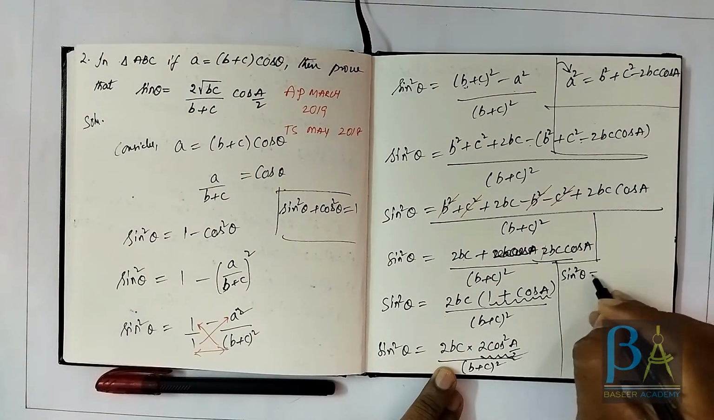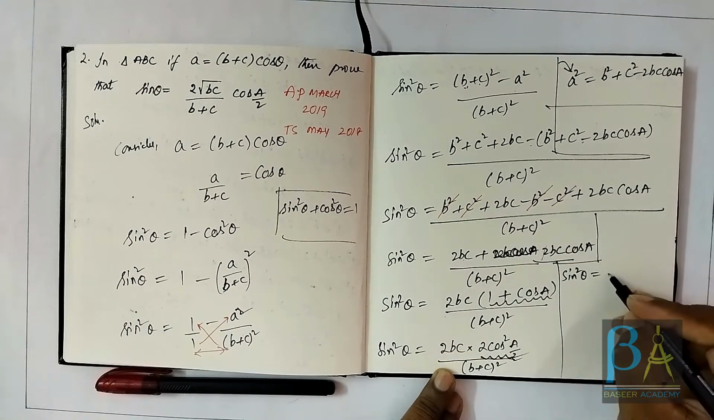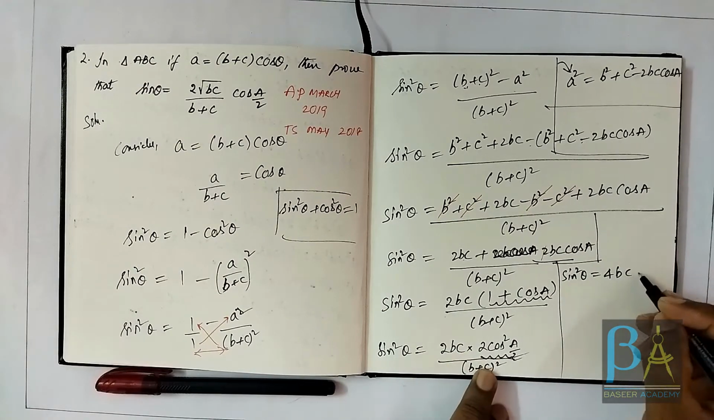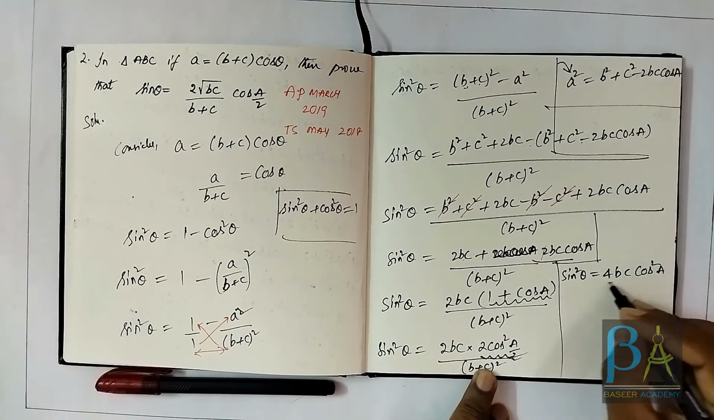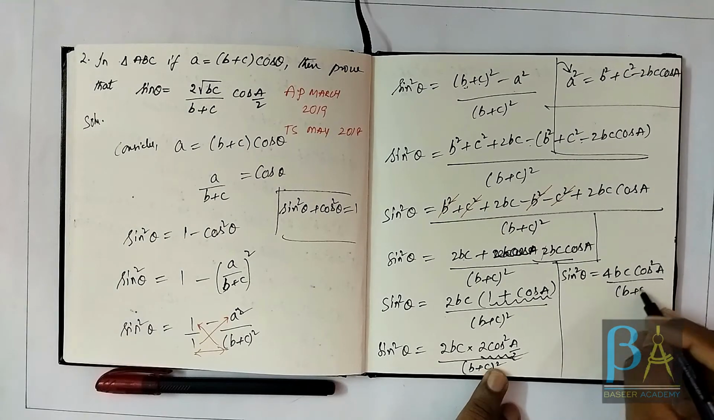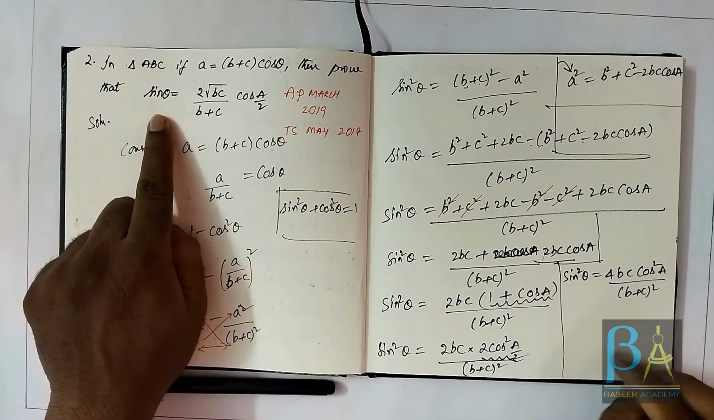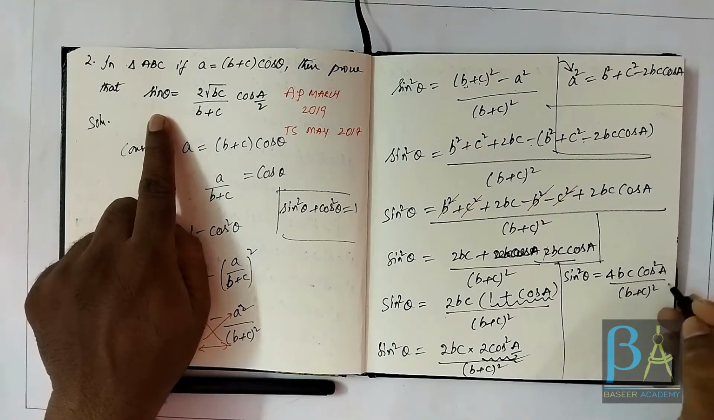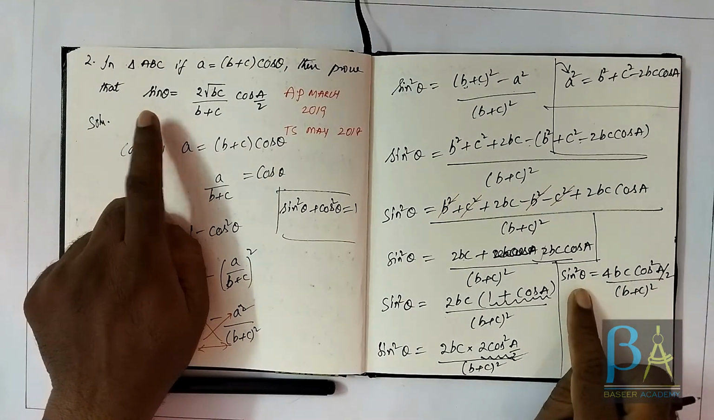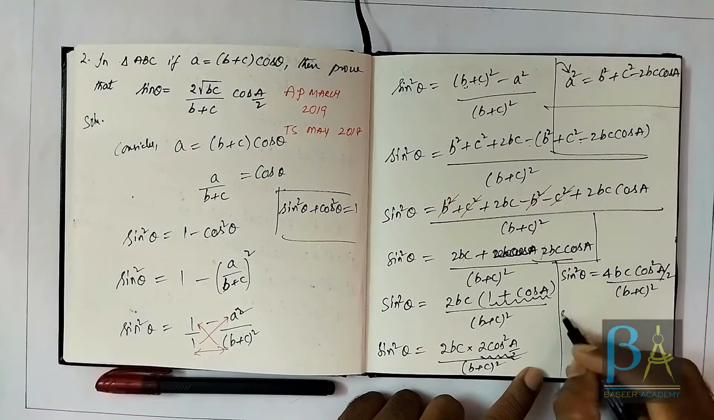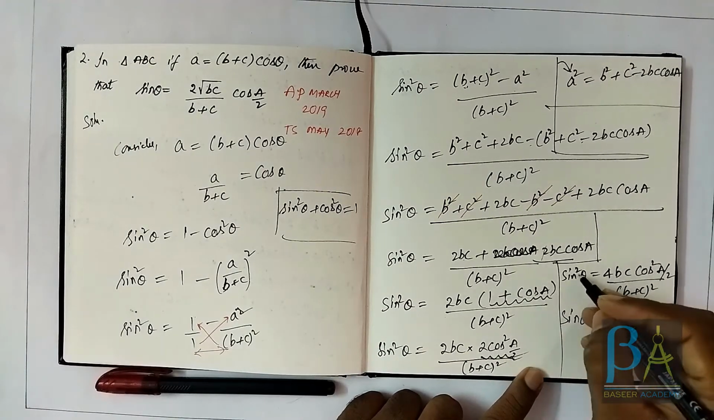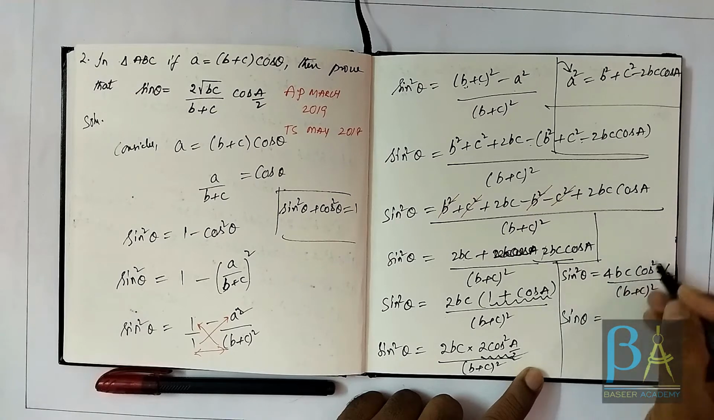So I'm going to use this space here. Sine square theta is going to be 2 into 2, which is 4 BC as it is, and then you have cos square A by 2 over B plus C whole square. Now I want the value of sine theta. I don't need sine square theta, I need sine theta. So what am I going to do? I'm going to transpose the square from the left hand side to the right hand side.